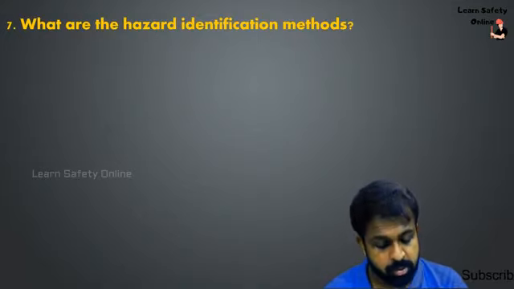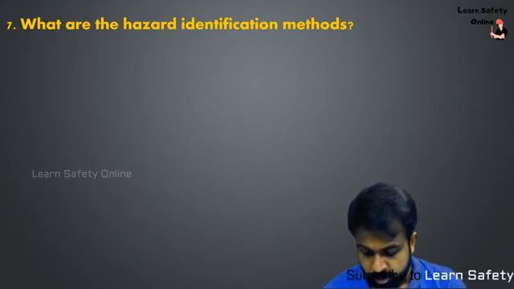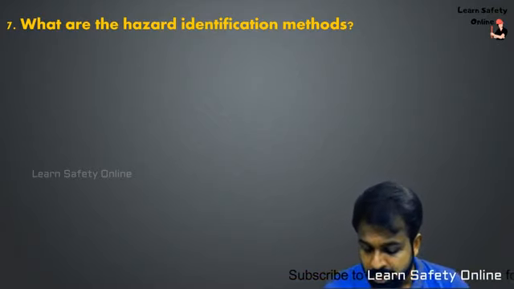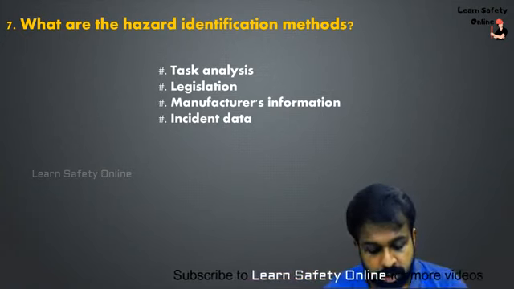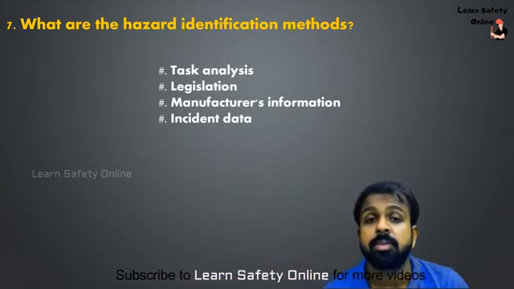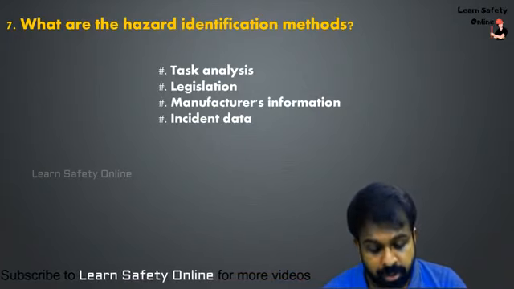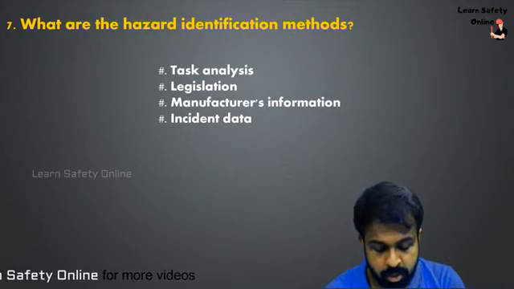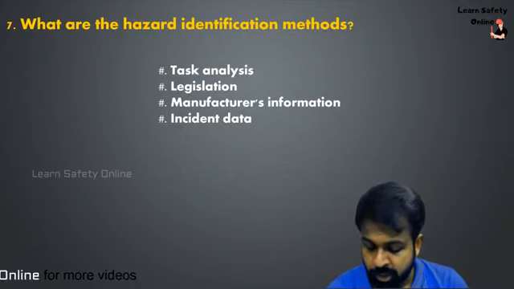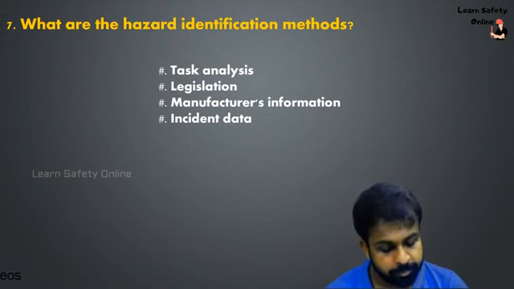So our next question is: what are the hazard identification methods? The common hazard identification methods are task analysis, legislation produced by the government, manufacturers' information, for example material safety data sheets, and incident data. So these are the common hazard identification methods.